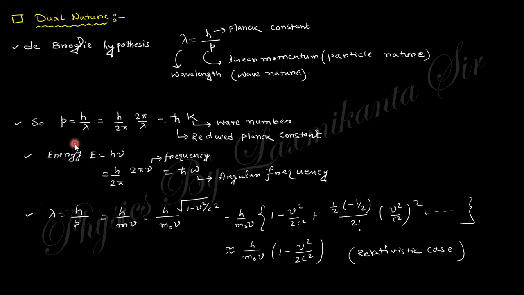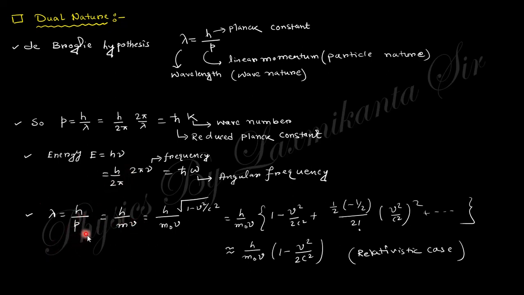If you change this formula into another form, you can see that p equals h by lambda. If you take 2 pi here, h by 2 pi is taken as h cross, which is nothing but the reduced Planck constant. h is the Planck constant; if you divide it by 2 pi, you get the reduced Planck constant, h cross. And 2 pi by lambda is nothing but k, the wave number. So p equals h cross k. Similarly, energy equals h nu. So h by 2 pi is h cross, and 2 pi nu is omega. Omega is the angular frequency and nu is the frequency.